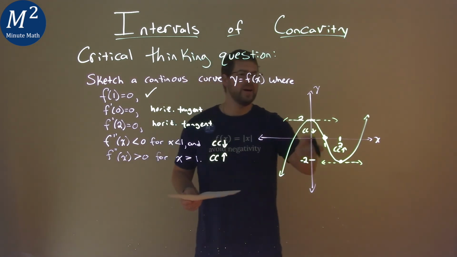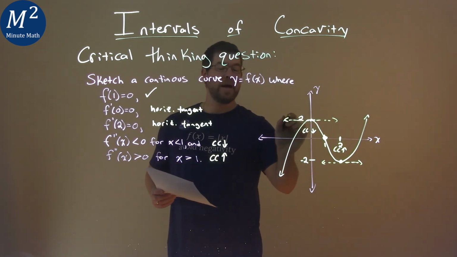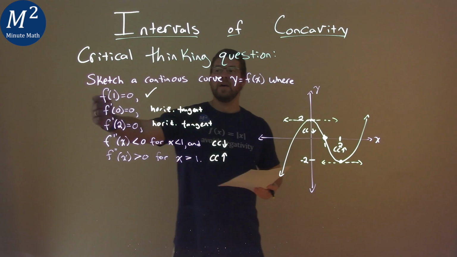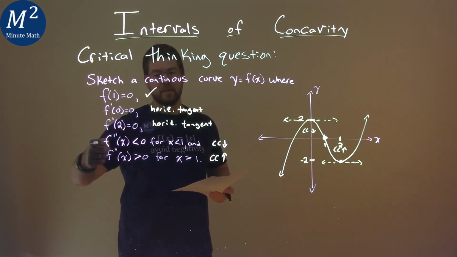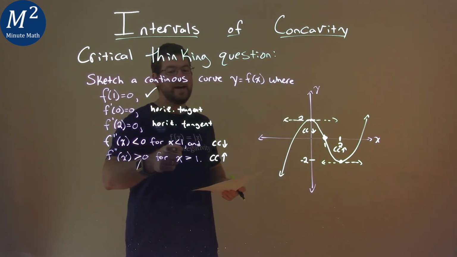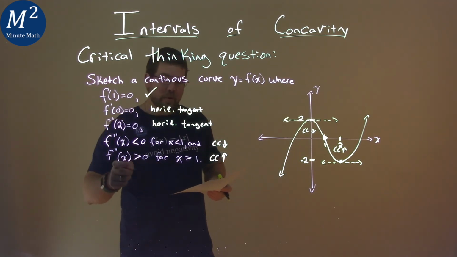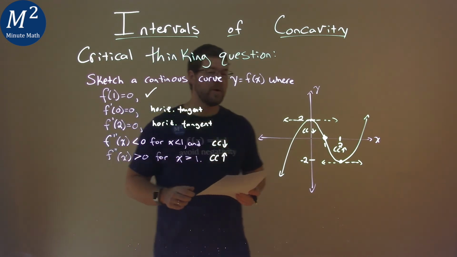And so now we have just sketched a graph that matched all the requirements: that is continuous, f of 1 equals 0, f prime of 0 equals 0, f prime of 2 equals 0, f double prime of x is less than 0 for when x is less than 1, and f double prime of x is greater than 0 for when x is greater than 1.